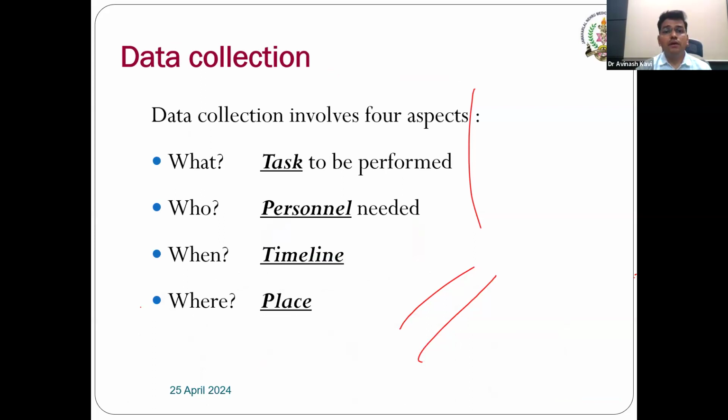So whenever we talk about data collection, it involves 4 aspects. What is the task that has to be performed? Is it just an interview? Does it involve any measurements? Does it involve any sample collection? And how to go about collecting and processing the sample and finally getting the results of that? And if we have all these things in place, who are the persons who are needed?